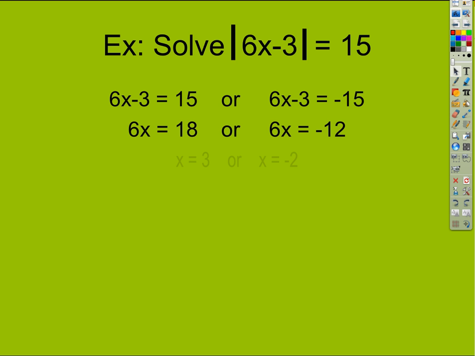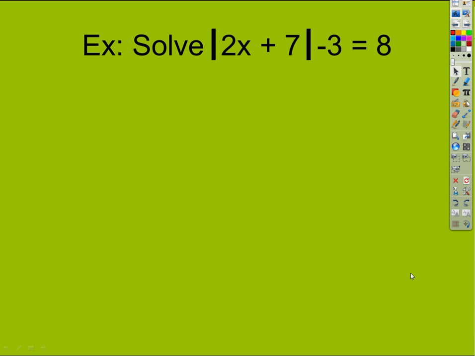We can plug them in. If I put 3 in for x, I'm going to get 18 minus 3 is 15. Absolute value makes it 15. If I put in negative 2, I get 6 times negative 2 is negative 12, minus 3 is negative 15. Absolute value makes it positive 15. They both work, don't they? Right? Okay.